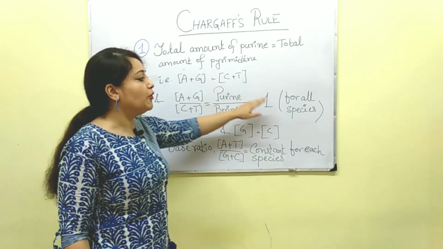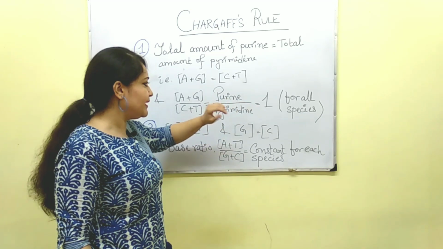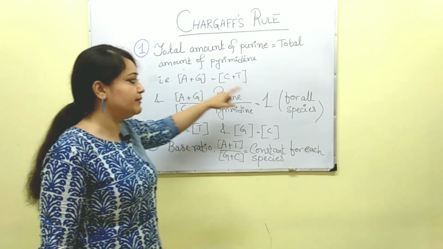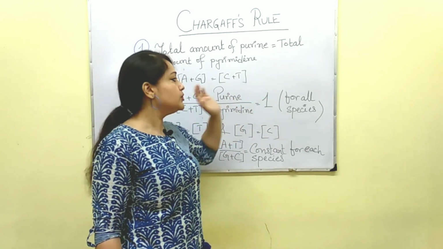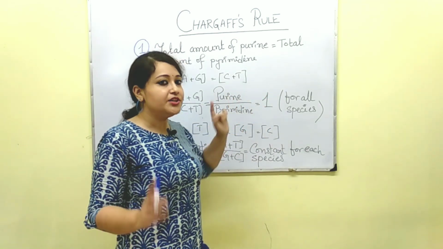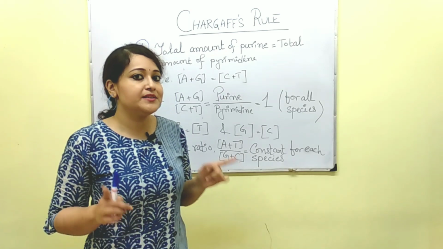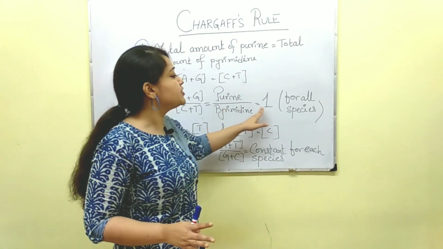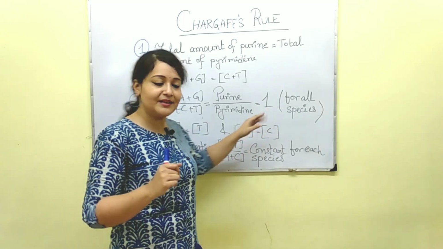And this is for all species. That means the ratio between purine bases and pyrimidine bases will be 1 for all species. So by applying this rule, you cannot differentiate between species, right? Because for every species, this ratio is going to be 1, right?